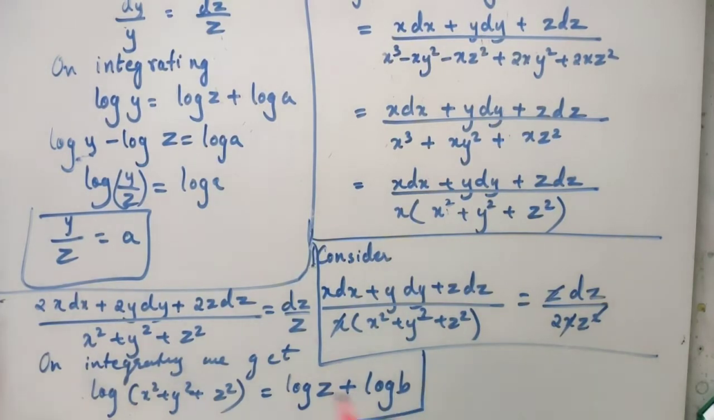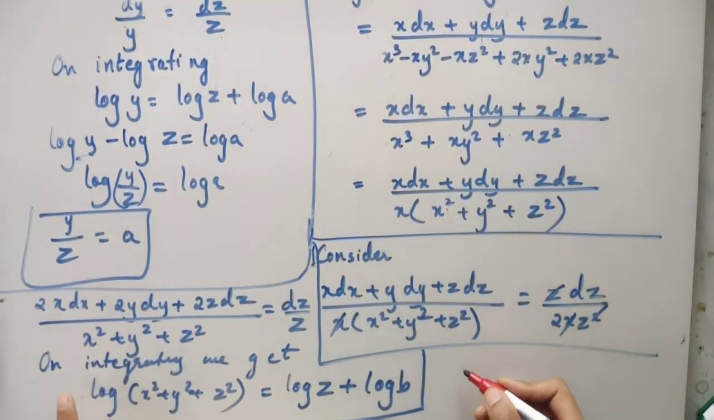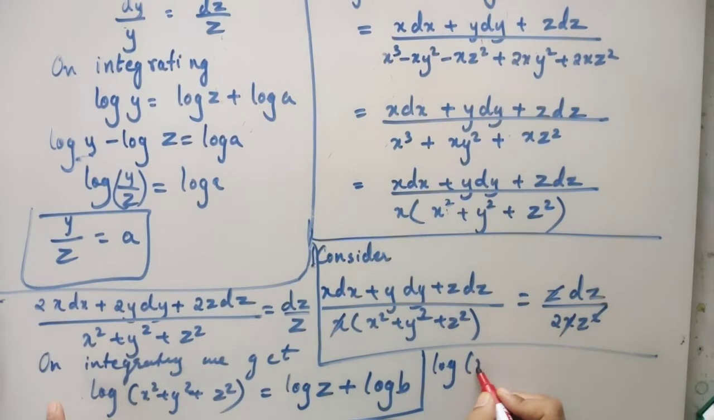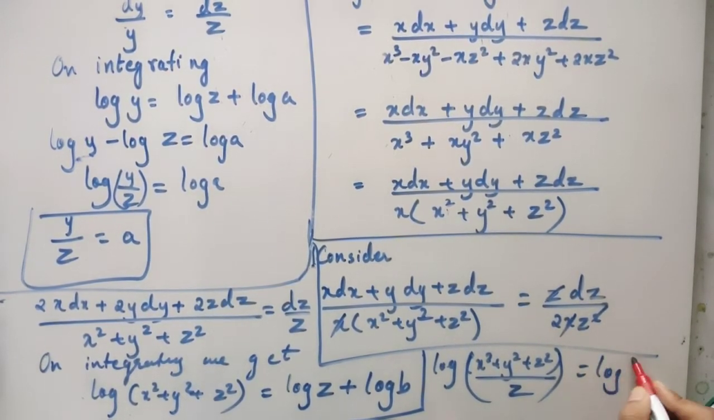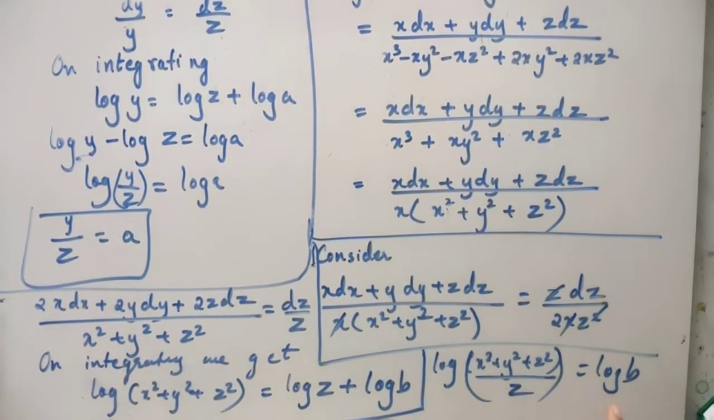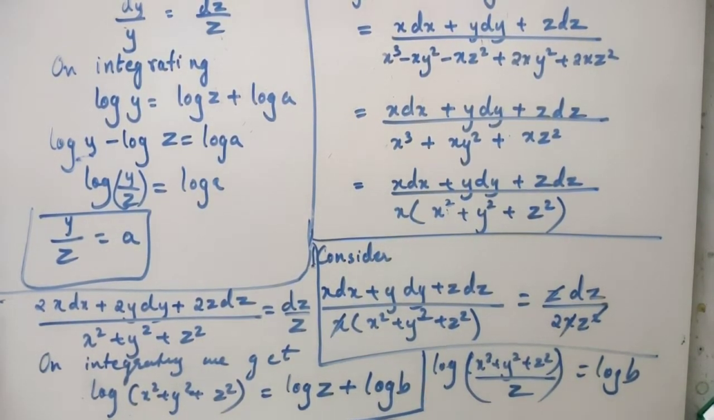Okay, now further if we simplify it, it will be log of x square plus y square plus z square minus log z. If it goes to the left hand side, it will become minus log z. By laws of logarithms, it will be divided by z over here, is equal to log b, or log gets cancelled. You will have this bracket equals to b as the second solution. Okay, so first solution we have got this. The second solution is the bracket equated to b.